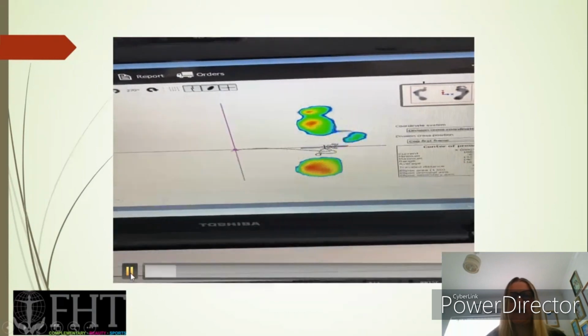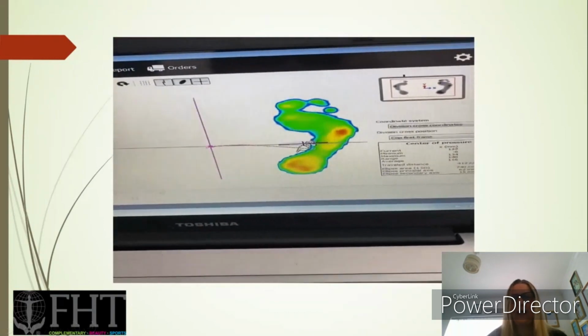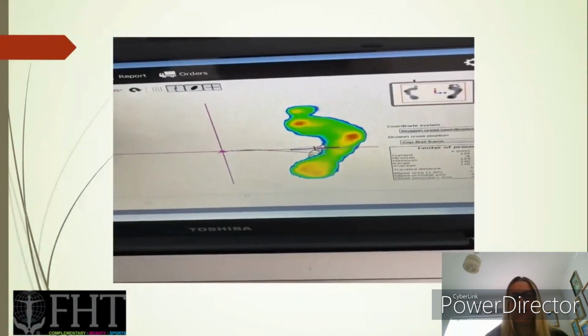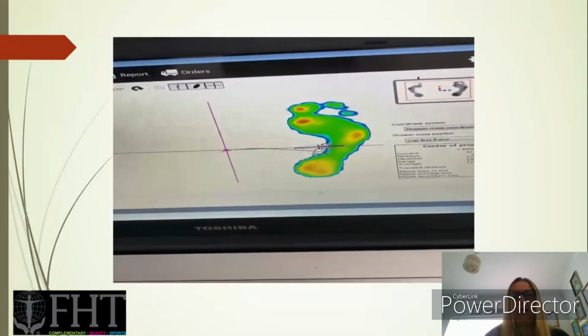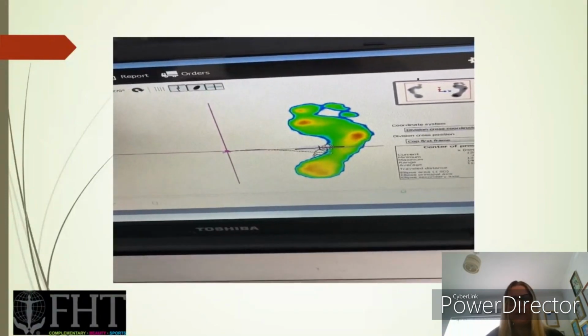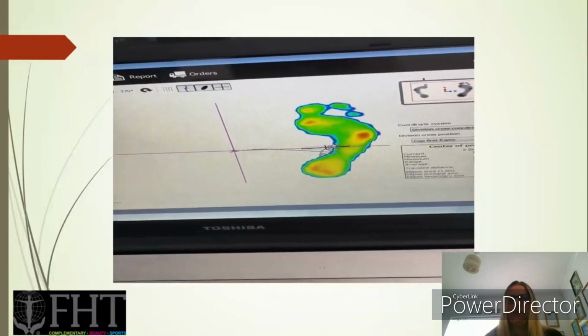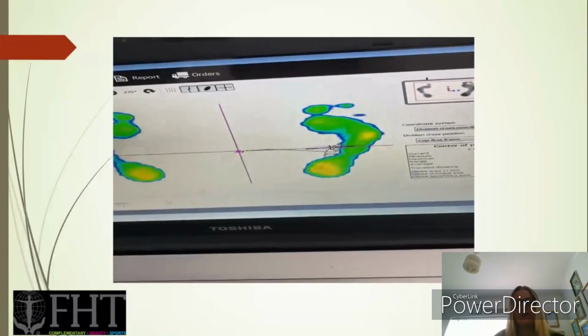So if we look at it again, there we go. There's hardly anything there. A lot of pressure is going through certain aspects of the foot. But overall, that's not too bad.